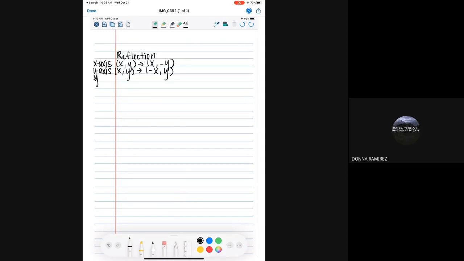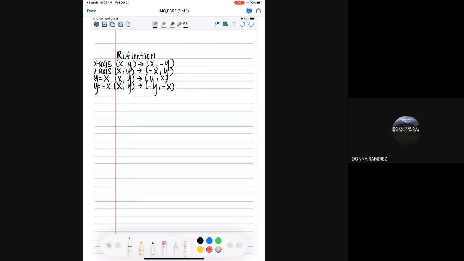If we have a reflection across y equals x, we take our original coordinates and we go ahead and switch the x and y coordinates. If we have a reflection across y equals negative x, we take our original coordinates and we go ahead and switch the x and y coordinates and then negate them.